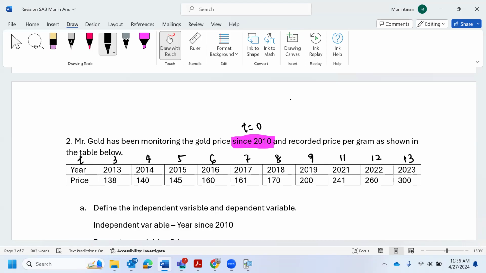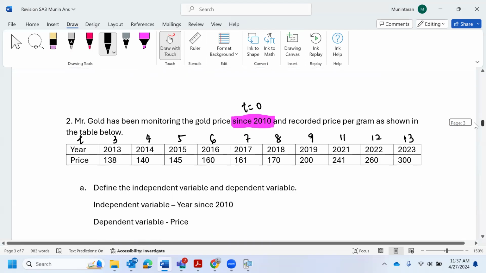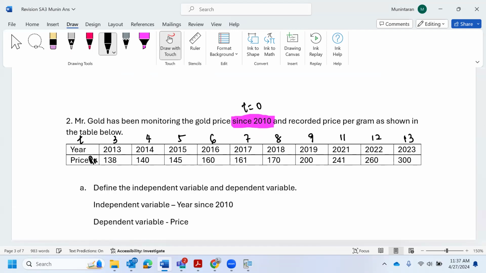So you have to define the independent and dependent variable. Now, independent, of course, is something that controls the other one. So the time affects the gold price. Gold price doesn't affect the time. So your independent is years since 2010, right? And dependent is the gold price, right? The price. By the way, this is RM. Took the data from Maybank.